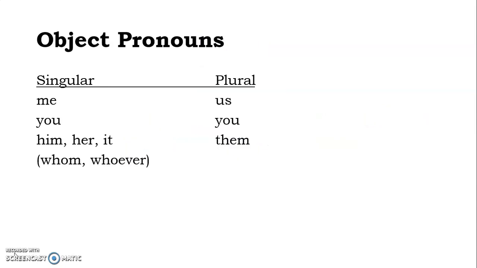Next we have object pronouns. Object always comes in the predicate part of the sentence and in the end. So the singular number object pronouns, we will find the words like me, you, him, her, it. And the object pronouns in the plural number will be the words like us, you, them.